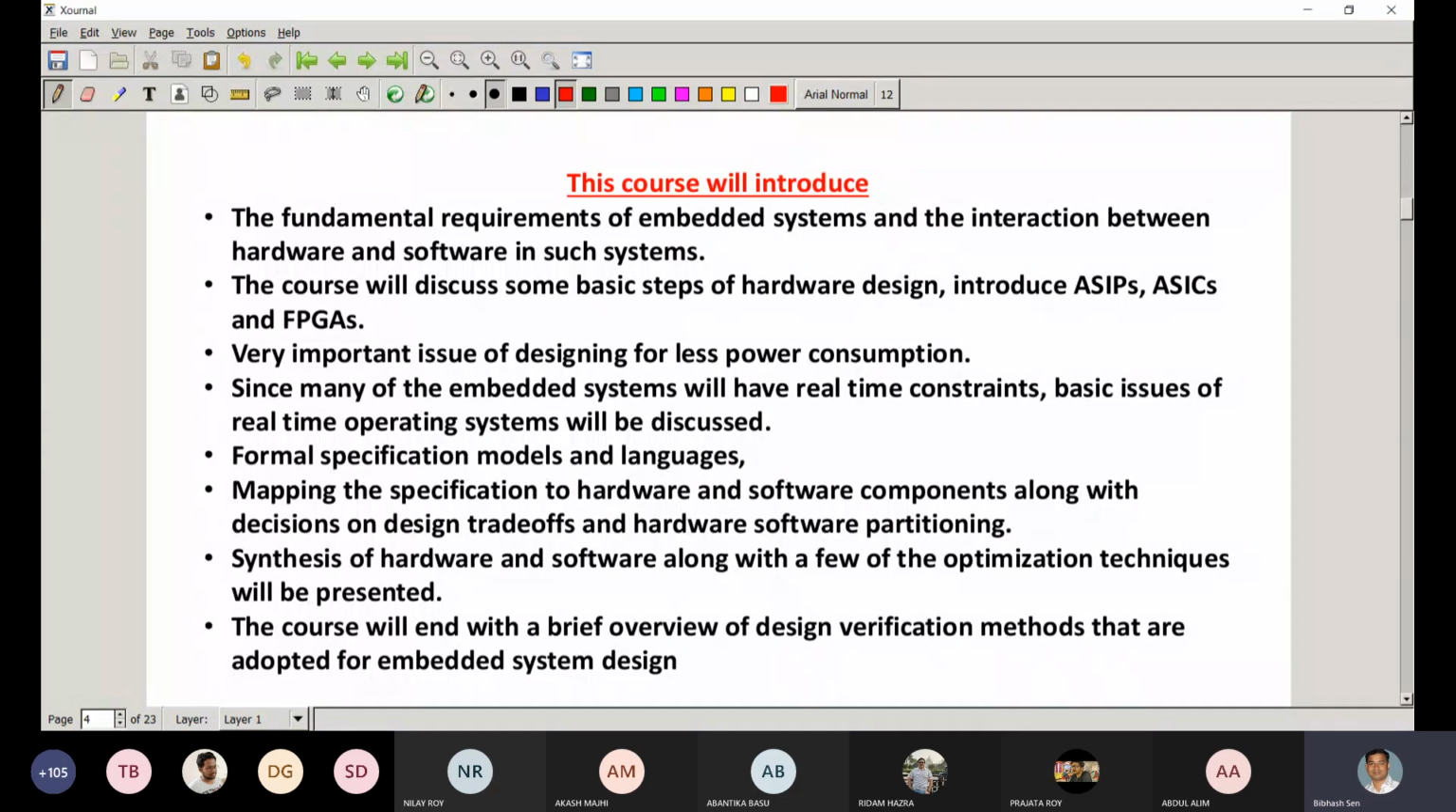Hardware software partitioning is a very important thing. Though they work together, sometimes we need very complex software but with a very basic hardware system. So that is one big issue in designing the hardware and software components. Synthesis of hardware and software along with a few optimization techniques. After developing an initial draft or prototype, the methodology will optimize not only at the hardware level but also performance will be boosted. The course will end with design verification methods that are adapted for any embedded system.